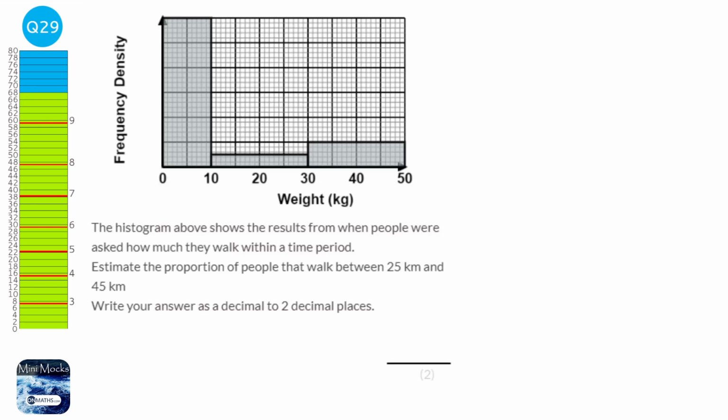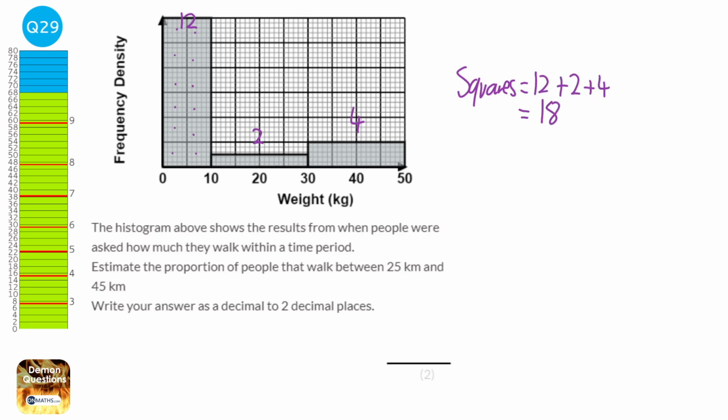Whenever you're asked to work out a proportion of items in a histogram, you can actually do it by just counting the squares. So in the first bar, we have 1, 2, 3, 4, 5, 6, 7, 8, 9, 10, 11, 12. So 12 squares here. The next one, you've got kind of 4 half squares, so that will be 2 squares in total, and then we've got 4 squares in the last one. So altogether we have 12 plus 2 plus 4, which will be 18. So it's 18 squares in total.